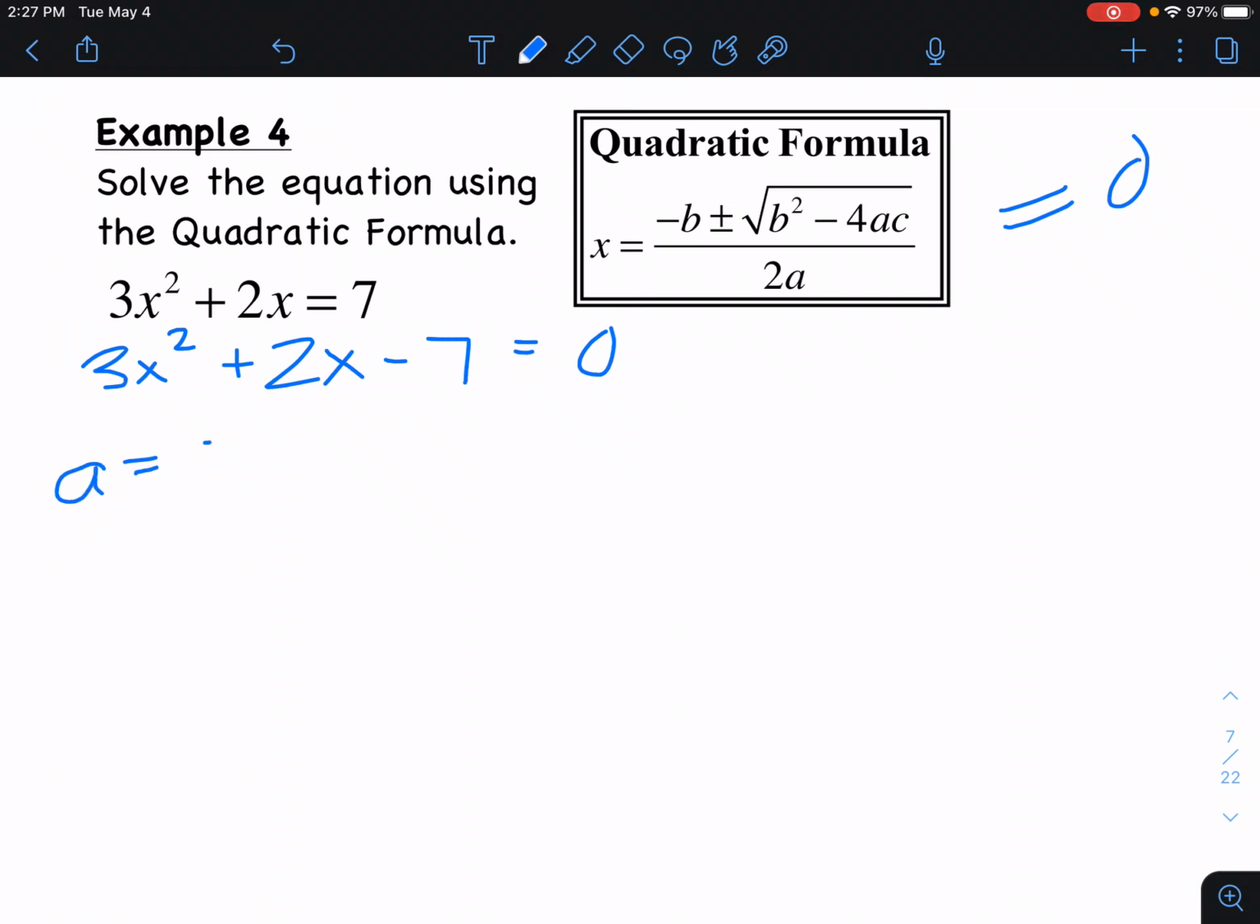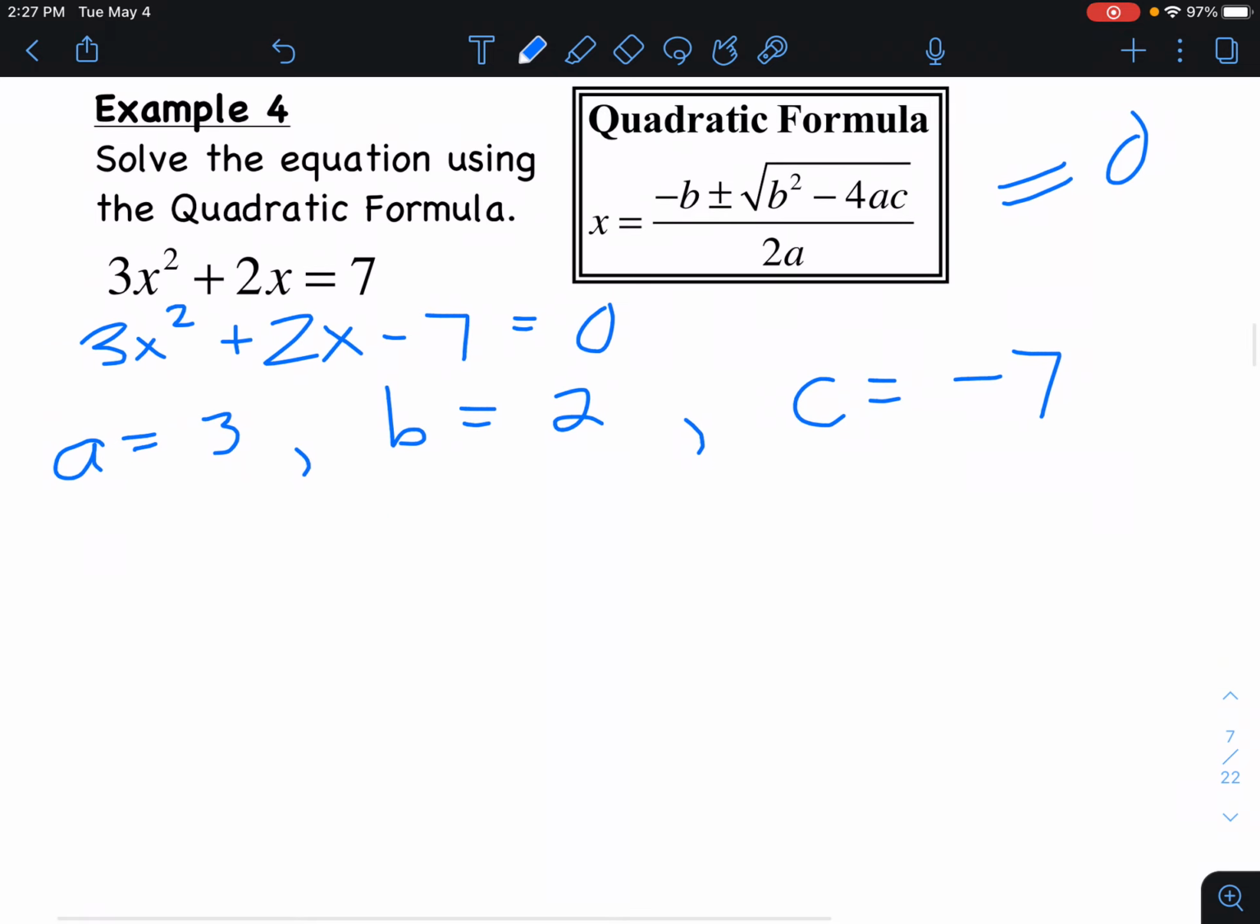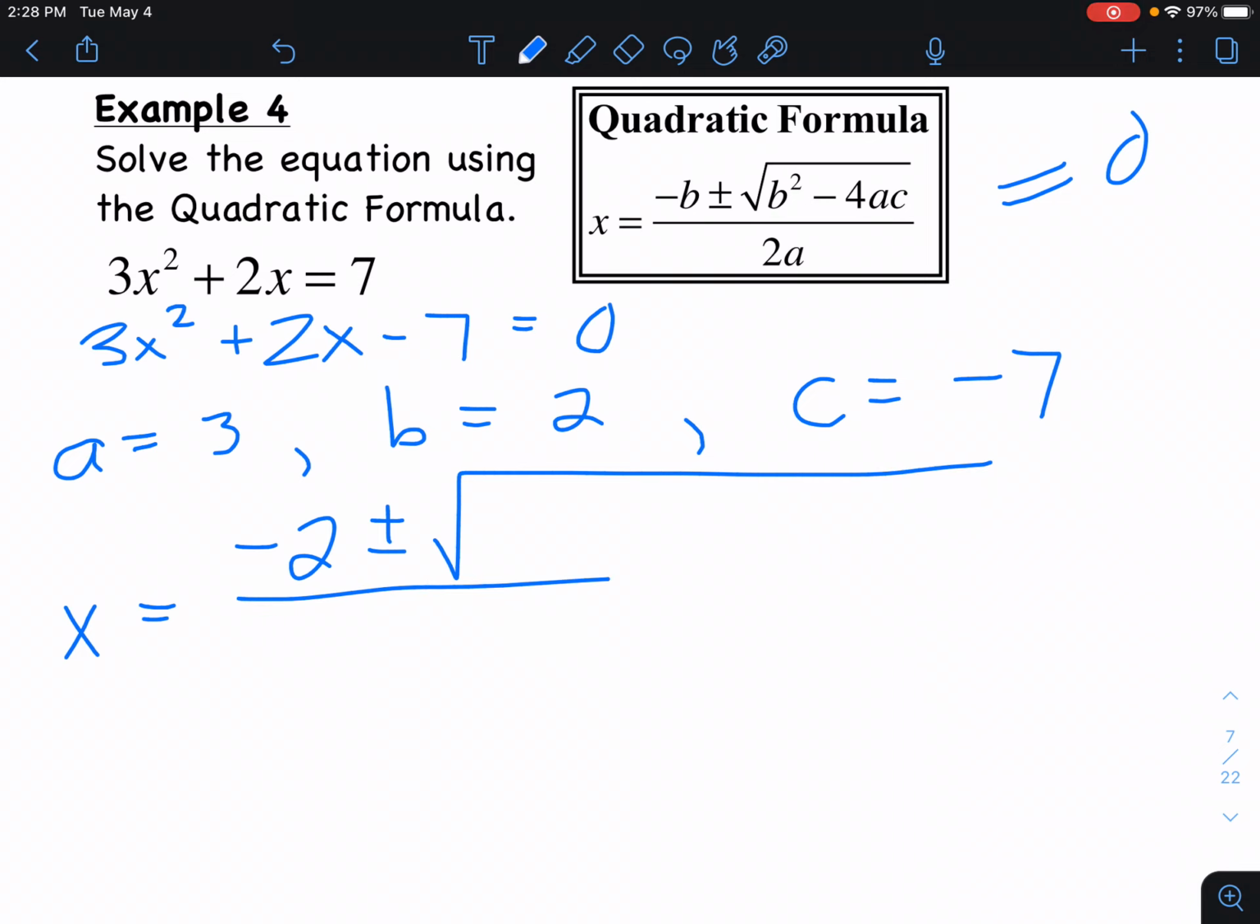A is always in front of the x squared term. B is always in front of the x term. And c is always the constant, meaning it does not have a variable attached to it. So now I'm going to take these three numbers and substitute them into the formula to try to get some answers. So negative b in the formula means opposite of b. So if b is 2, put a negative 2. Then a plus minus. Remember, the plus minus represents that you can have up to 2 answers.